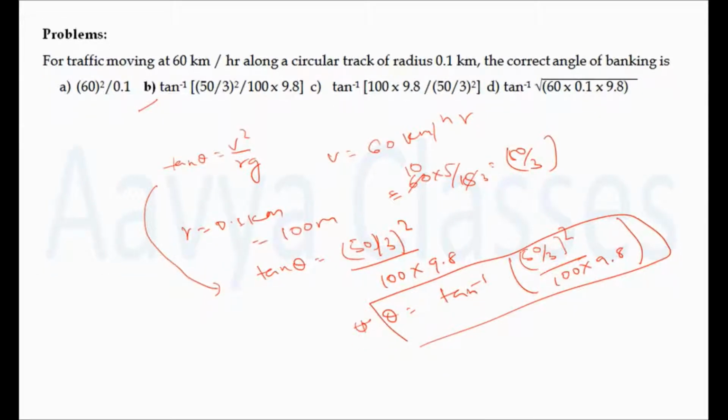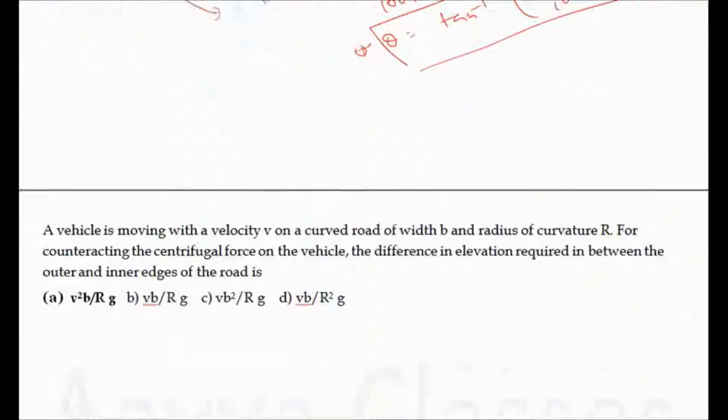So this is our answer, and if you see the options, then the answer is B. Now we will see the next problem, and the problem is that a vehicle is moving with a velocity v on a curved road with width b and radius of curvature equal to r.